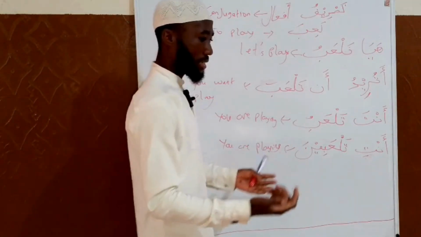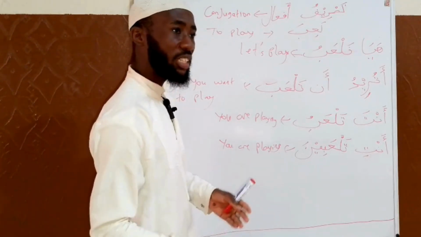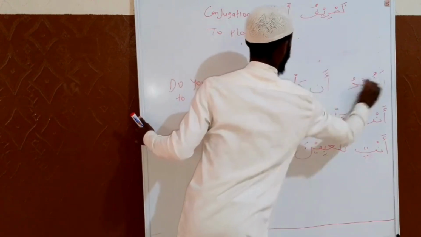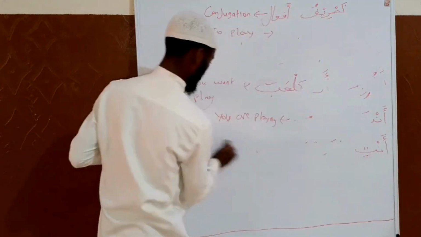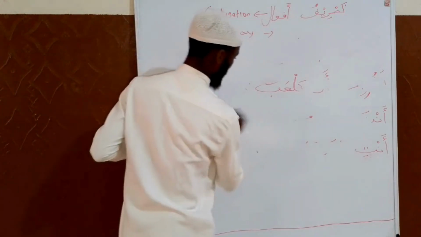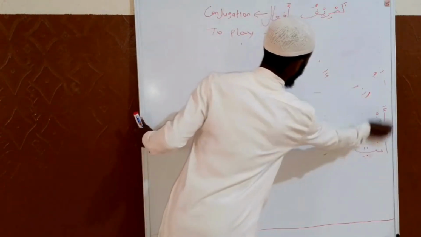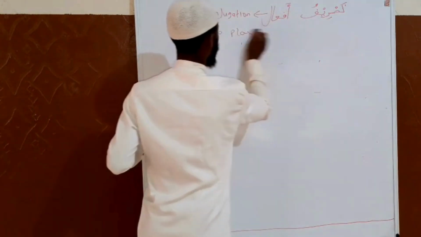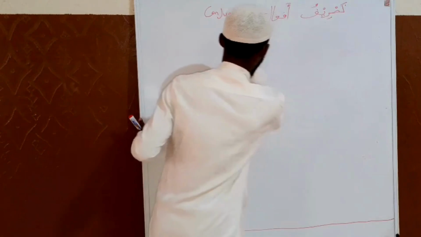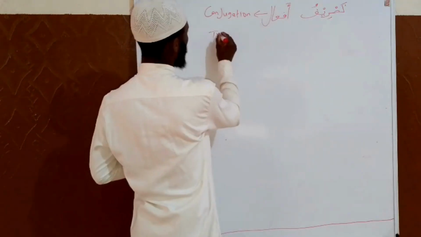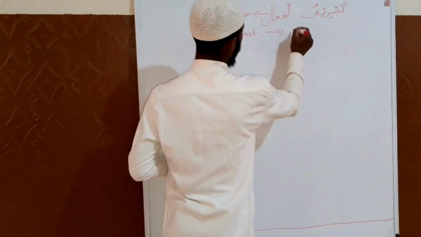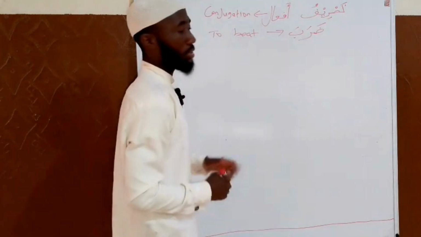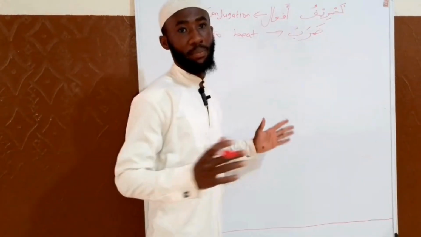Now another example of this one. Let's use the word daraba as an example. Now daraba, that's what? That's to beat. Now this is fi'l madi. That is the past tense.